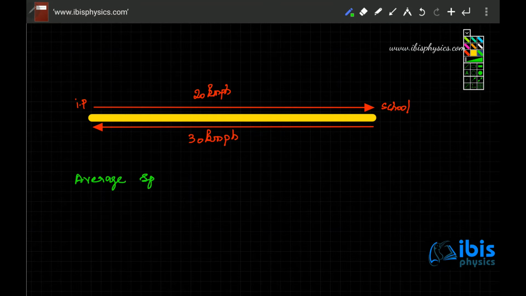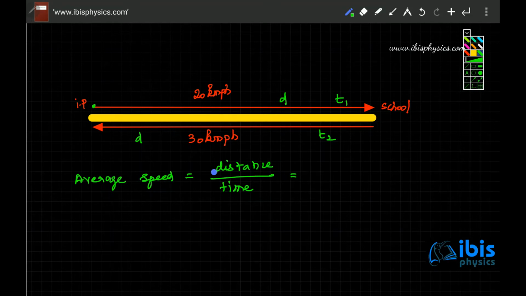Average speed is nothing but the total distance by total time taken. So when he went from here to here, let us assume he took time t1. While he comes back from school to his point, let us assume his time taken is t2. But whatever is the case, he went from his initial point to school. If we assume that distance is d, when he comes back from school to the same point, he would have covered the same distance, right?